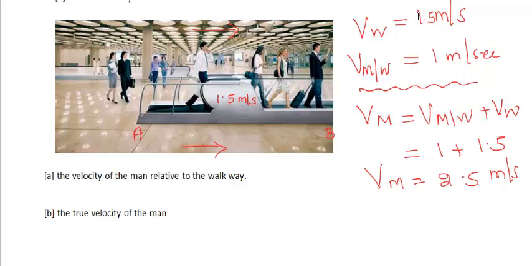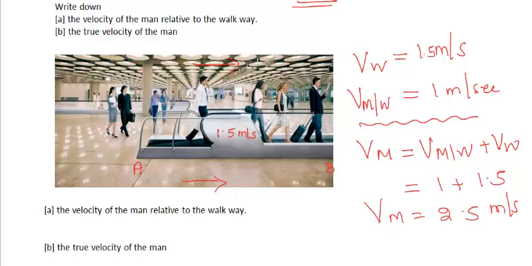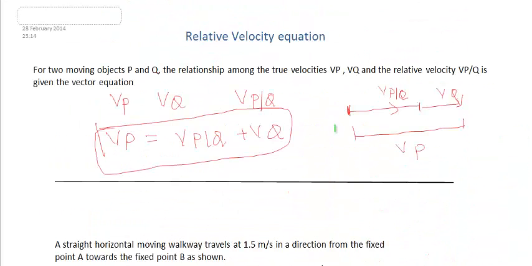Let's consider if the velocity of the walkway changes, and the velocity is 2 meter per second. Then again it is 1 plus 2, which is 3 meter per second, the true velocity of the man. That is the velocity of the man with respect to the ground. So here you can make use of the velocity equation. You can call it the relative velocity equation, right? So let's recall, Vp is nothing but Vp given Q plus Vq.